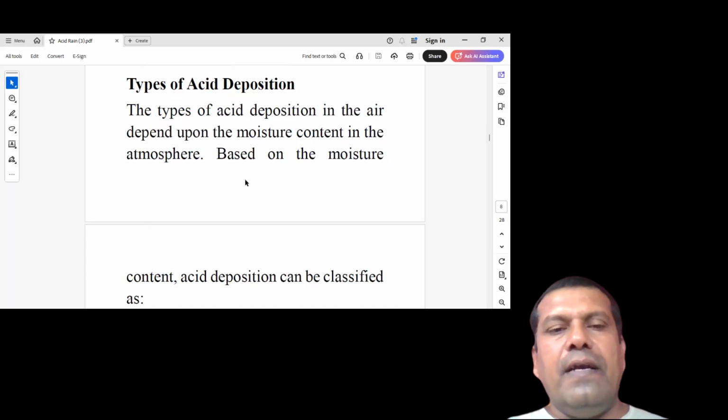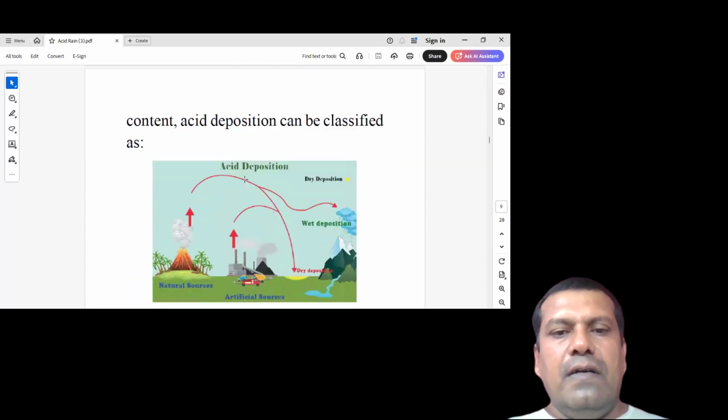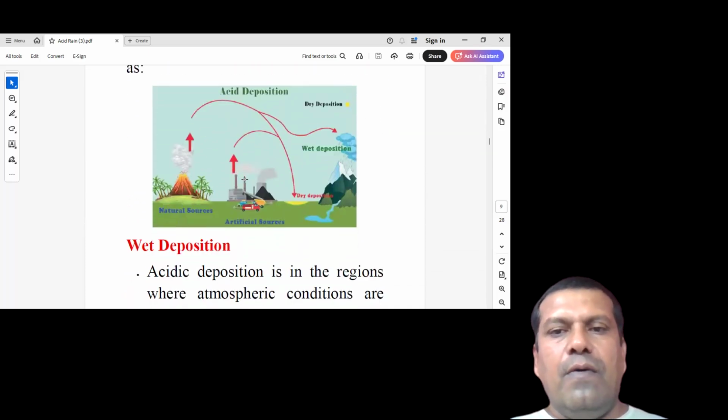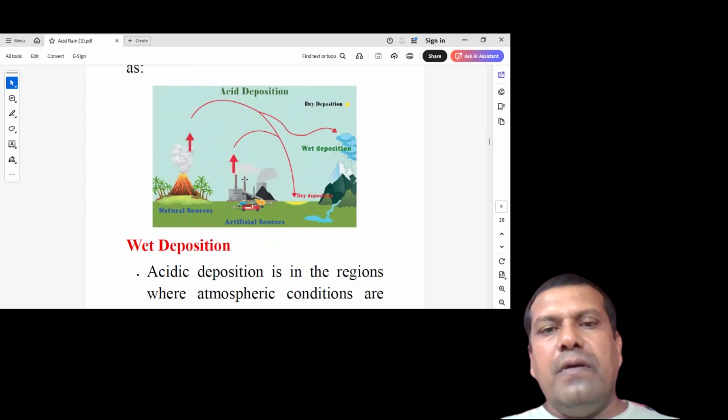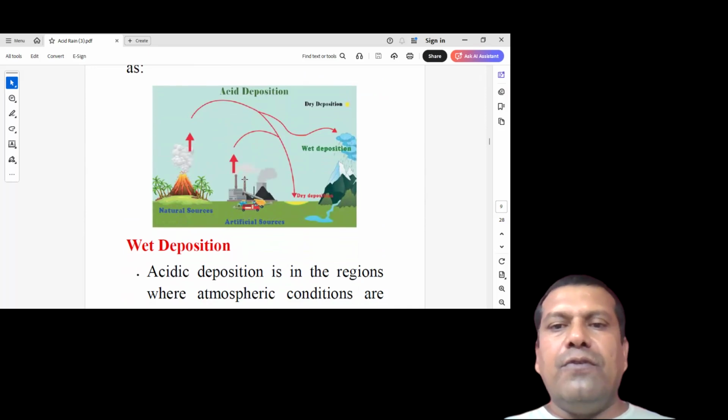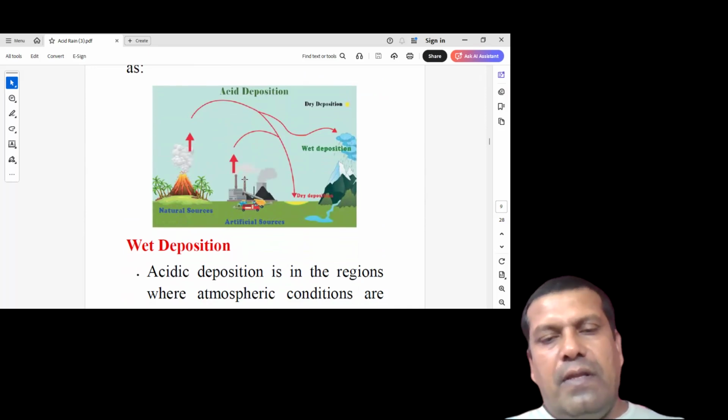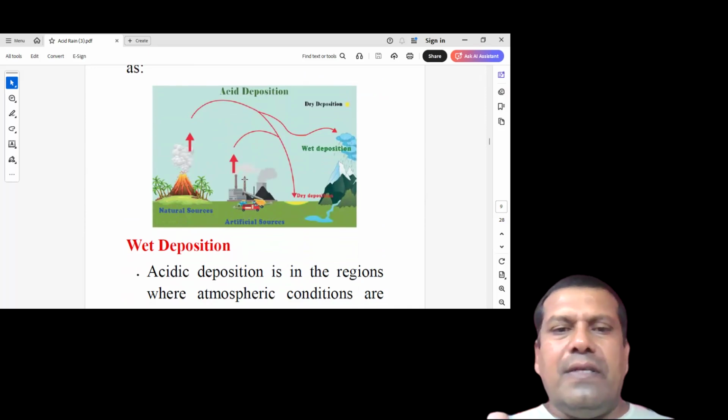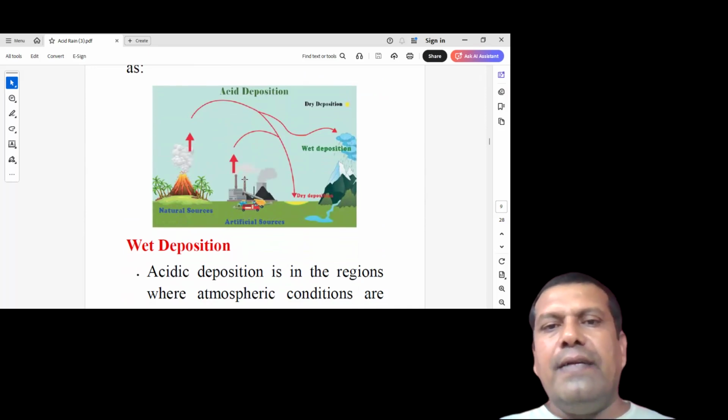So, types of acid rain. There are basically two types of categorization of acid deposition. One is dry deposition, and the other is wet deposition. Dry deposition is whenever emissions like sulfur dioxide and nitrogen oxides are emitted into the atmosphere and they get settled somewhere on the earth, or on buildings. That is called dry deposition.